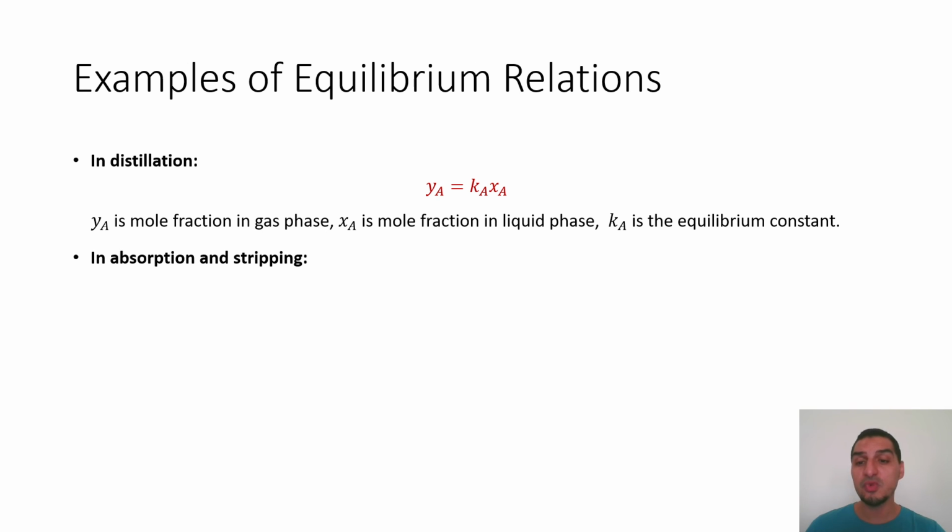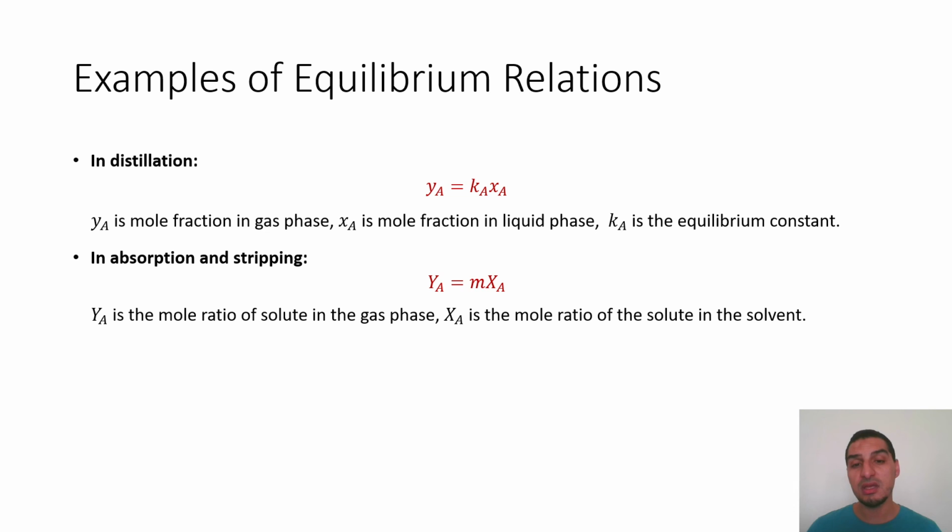In case of absorption or stripping, we use the relation between, here it was mole fractions, here it's mole ratios, which is Y_A divided by 1 minus Y_A. So this is mole ratio and this is mole ratio. And the reason we do this depends on the derivation of the equations that we use in order to make the solution easier. So we have the operating line or the mass balance equation written in terms of mole ratio. So we put the equilibrium relation also in terms of mole ratio.